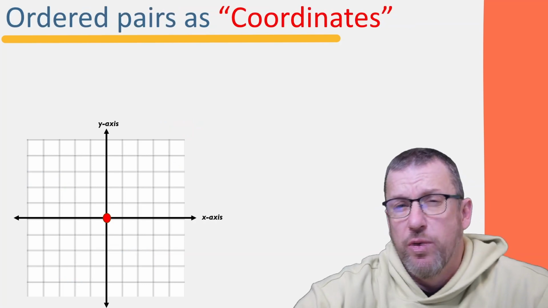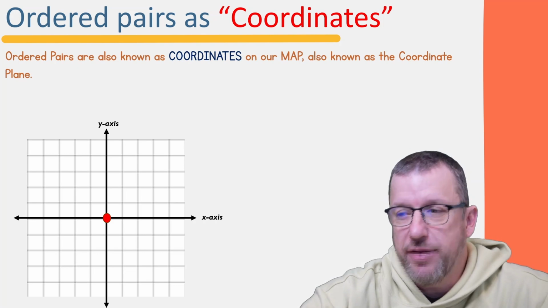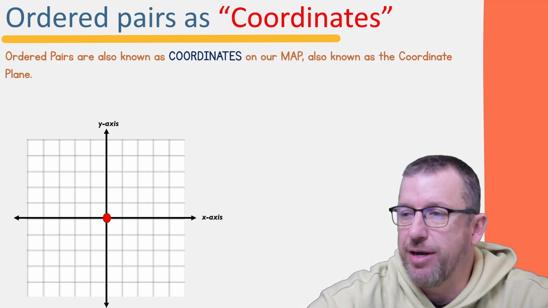Now, we can also think of ordered pairs as coordinates. So again, think of this coordinate plane as a map, like a treasure map, and you're trying to find something.